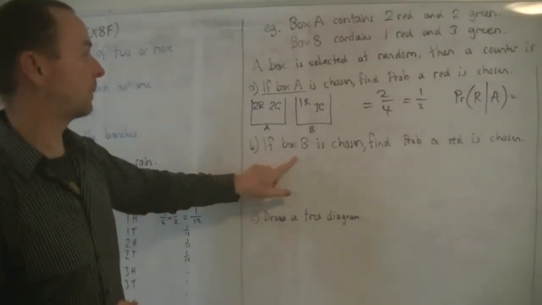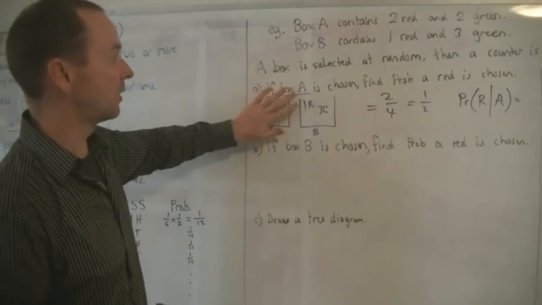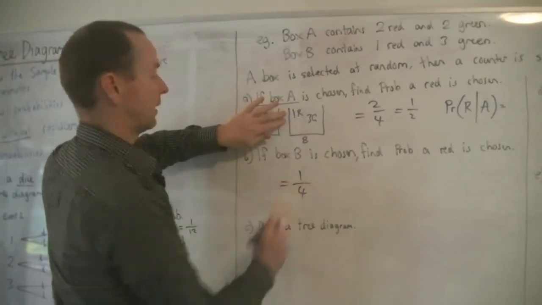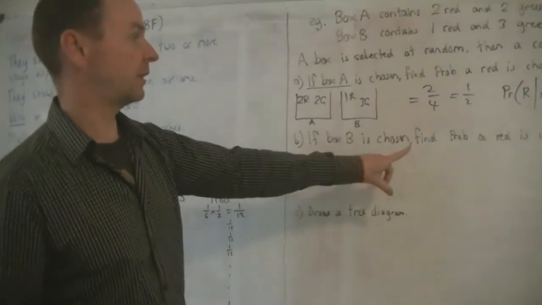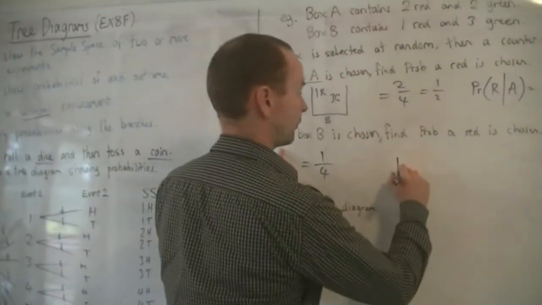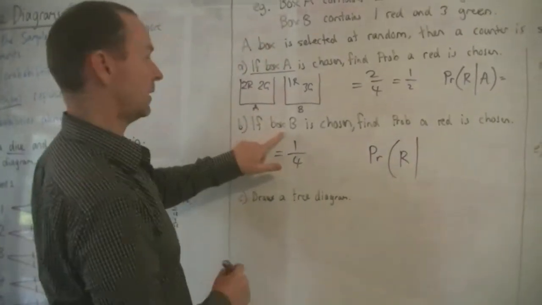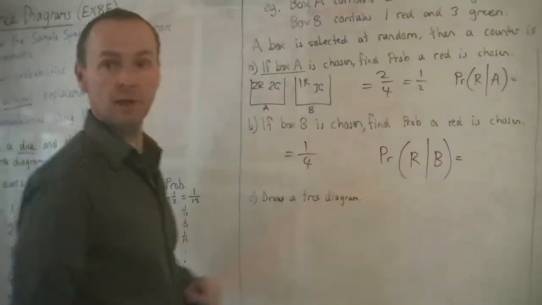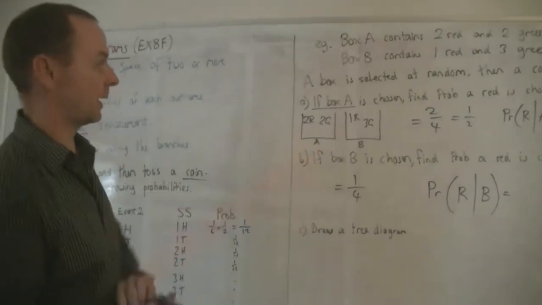Next one, if box B is chosen, find the probability that a red is chosen. There's box B. So we don't look at A at all. A red is 1 in 4. So that's the answer. It's just 1/4. So that was easy. And again, this is conditional probability. You could have written it like, find the probability that a red is chosen, given that box B is already chosen. See? And you've done that before. But you don't need to worry about that, just do it this simple way.